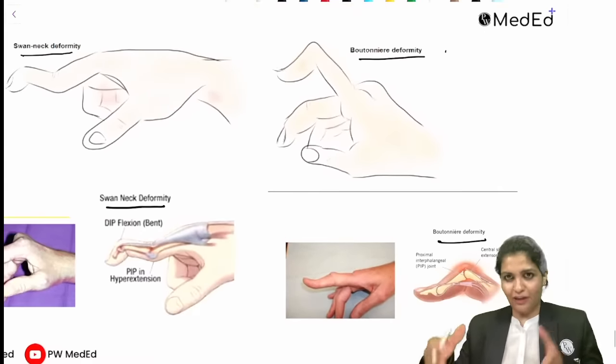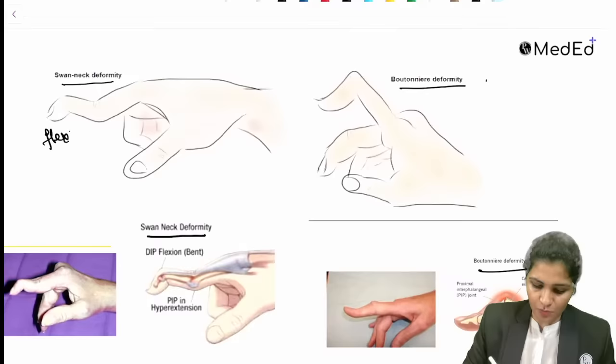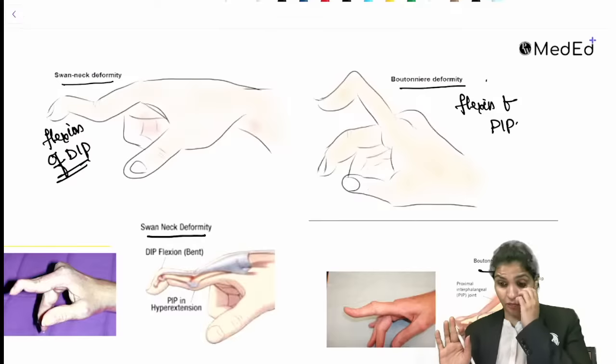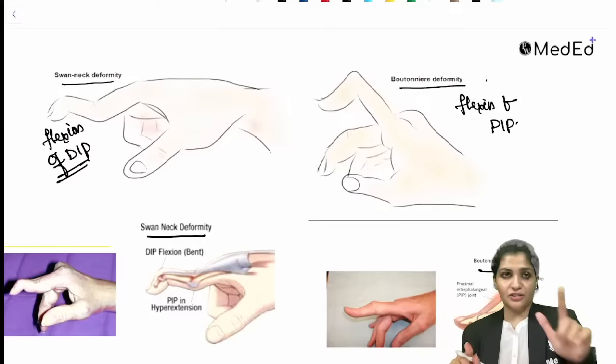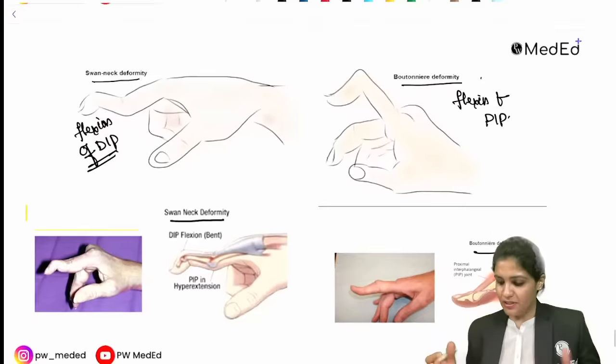That is why I have put this diagram. It is very clear for you, right? So here, swan neck is flexion of DIP, Boutonniere's is flexion of PIP. That is all we have to remember. Flexion at PIP is Boutonniere's, flexion of DIP is swan neck deformity, right? The opposite is true for the vice versa types.